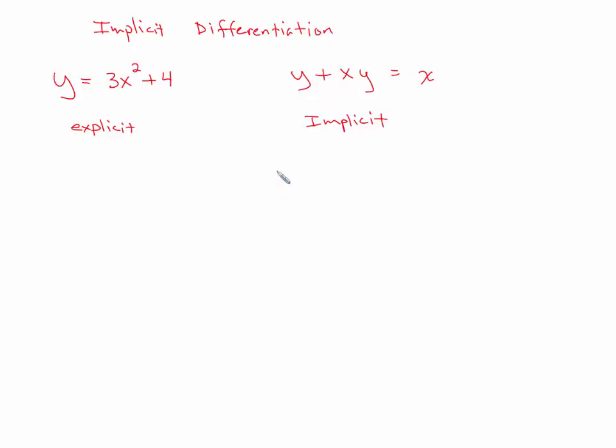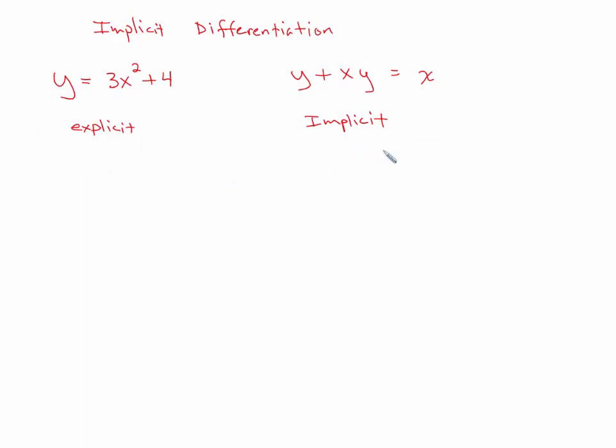Okay, let's talk about implicit differentiation and what it is. When a function is written y equal to something, it is considered to be in explicit form. So anytime you have y equal to something, it's considered explicit.